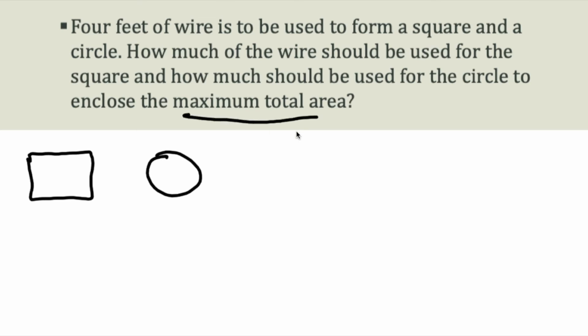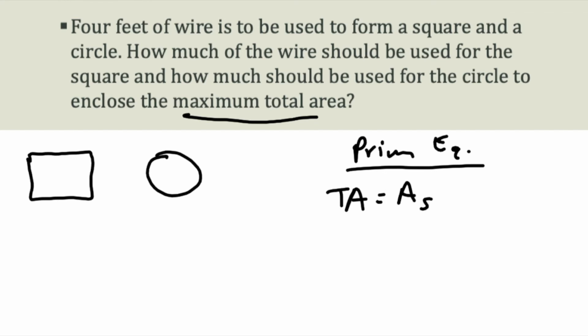Again, there's your keywords that tells you that we are doing an optimization problem. So the maximum total area, this will be your primary equation, okay? So the primary equation is what's going to answer the question. So that's your total area, which is going to be the area of the square plus the area of the circle. I'm not going to draw a circle. I'm going to put a C for circle.